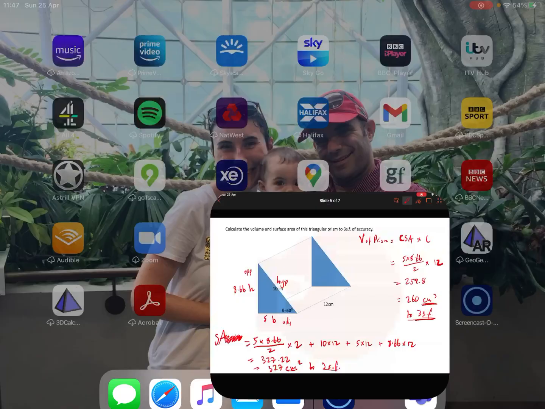Okay, what we're going to do now is some real life style problems. Here we've got a ladder that's 5 meters long, leaning against a vertical wall, and it makes an angle of 65 degrees with the ground. And then we've got some questions to answer.